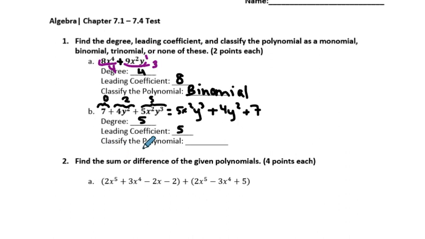And then the type of polynomial, classify the polynomial. So one last time, terms are separated by addition or subtraction. We have 2 addition signs in this one, which means we have 3 different terms. So there are 3 terms, which makes this a trinomial. All right, so that is the first problem on that test.